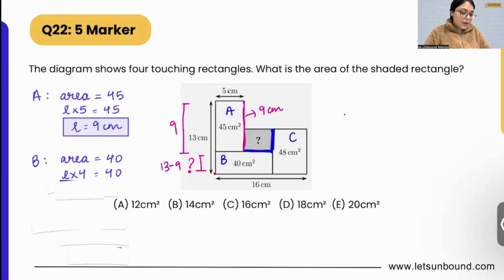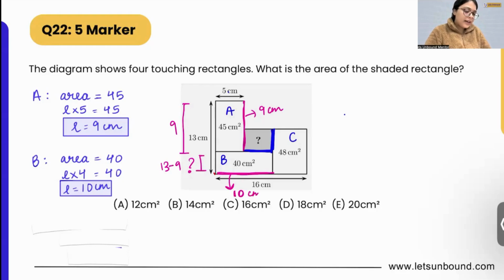All right, so now we can find the length as well by just dividing by 4, and that will give you 10 centimeters. So you can see how easy it was and we were able to get the answer till here.